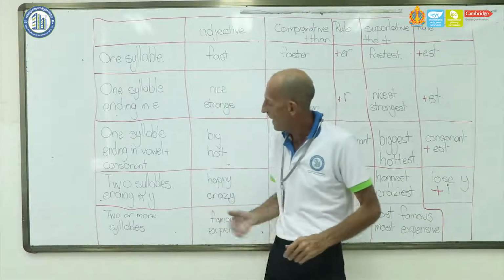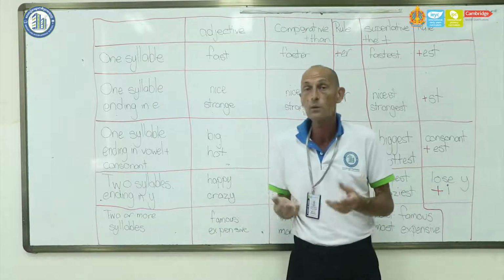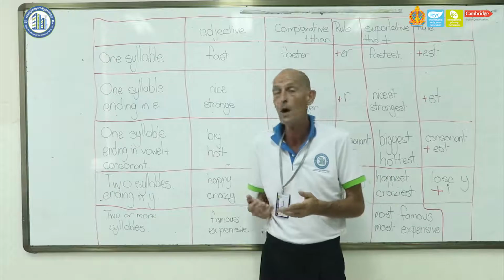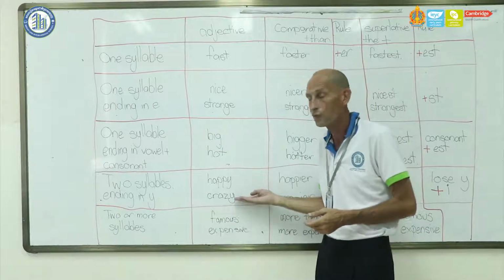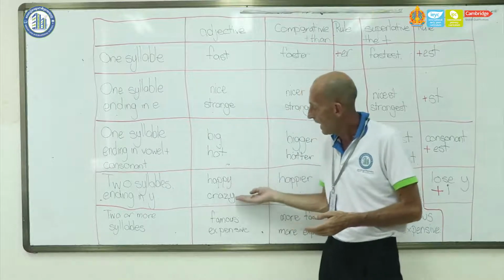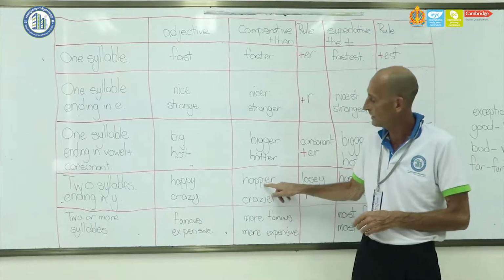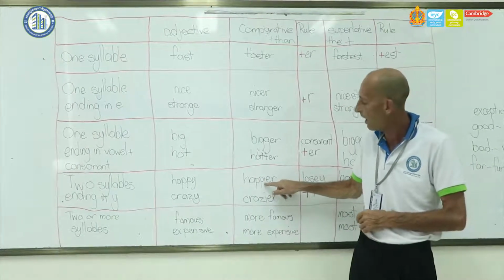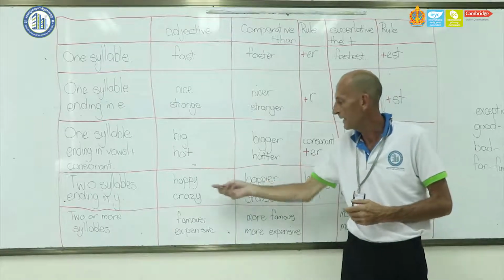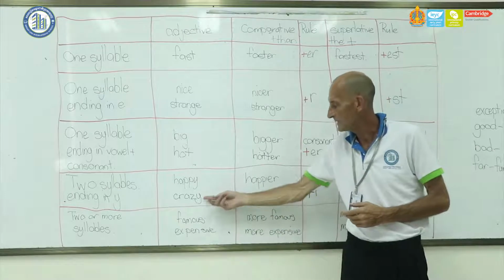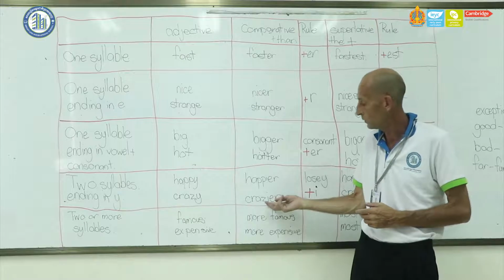Now let's have a look at two syllables ending in a Y. Now, we know the rules with Y. It's ending in a Y, we lose it and it becomes an I. So let's look at happy and crazy. They're two words that finish in a Y. So what we have to do is, first of all, we lose the letter Y and change it to a letter I. And then we add the ER. So it becomes happy, happier. Crazy, crazier. See how we've lost the Y and turned it into an I.